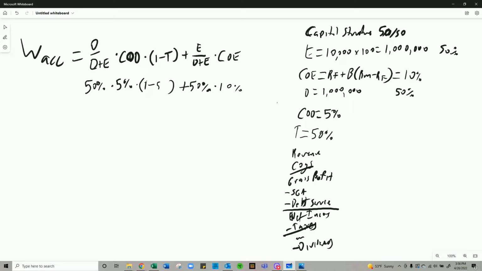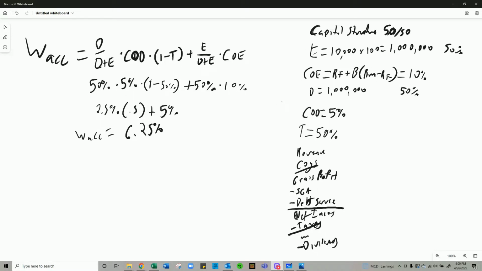So 1 minus 50%. What we have here is percentage debt times cost of debt with the tax advantage, plus percentage equity times cost of equity, and then all we need to do is just solve. So 2.5% times 0.5, plus 50% times 10%, plus 5%, 6.25% is going to be your WACC.